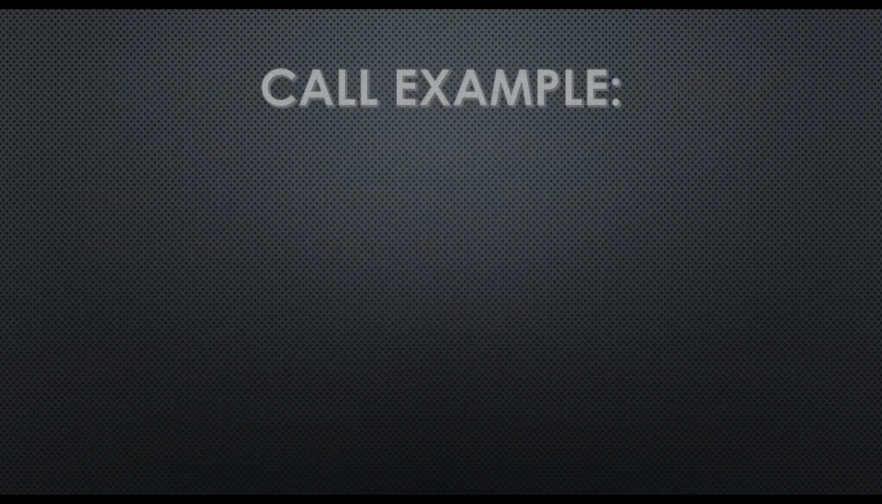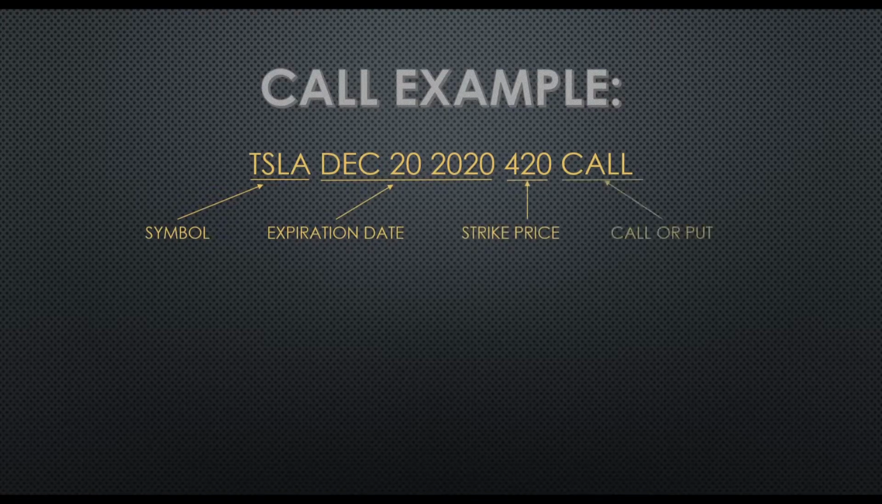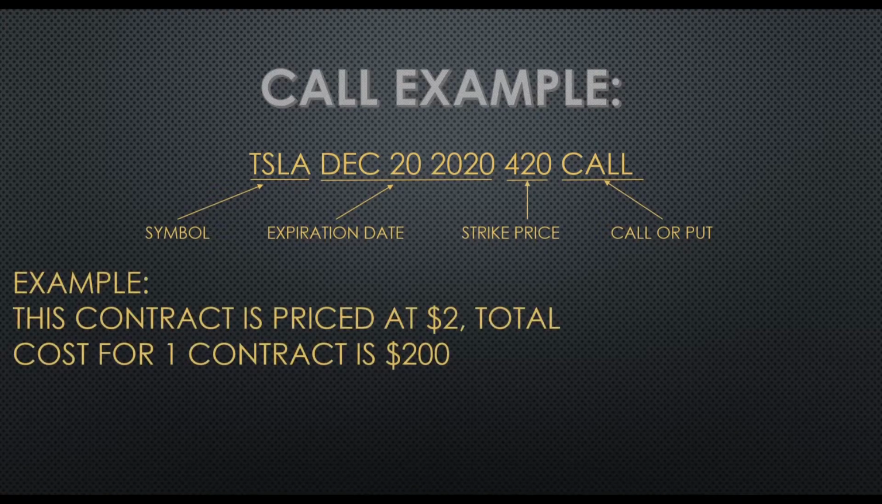So I'll give you an example of a call option. So what does this all mean? The symbol of your stock. The date is the expiration date. There's a strike price, and it tells you whether this is a call or a put option. So in this example, let's say the contract cost is $2 per share, and each option is equal to 100 shares. So the total cost of this contract is $200.